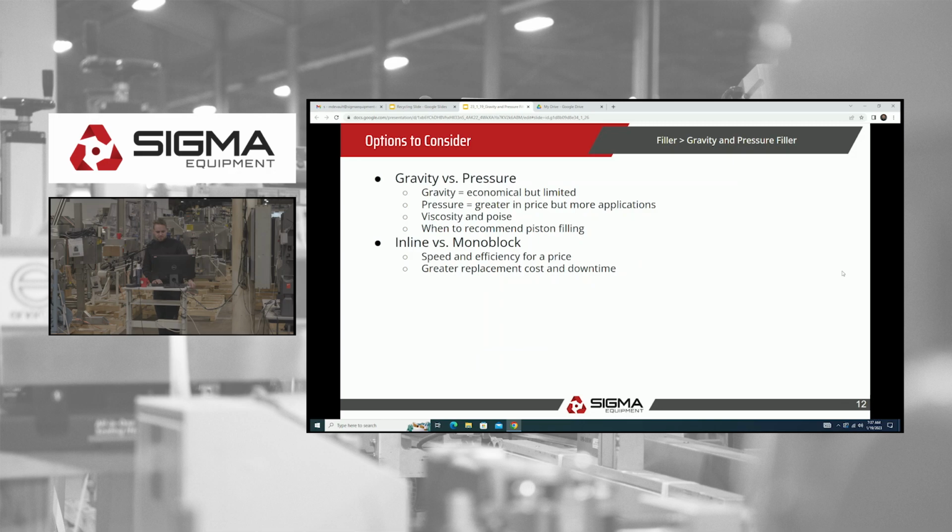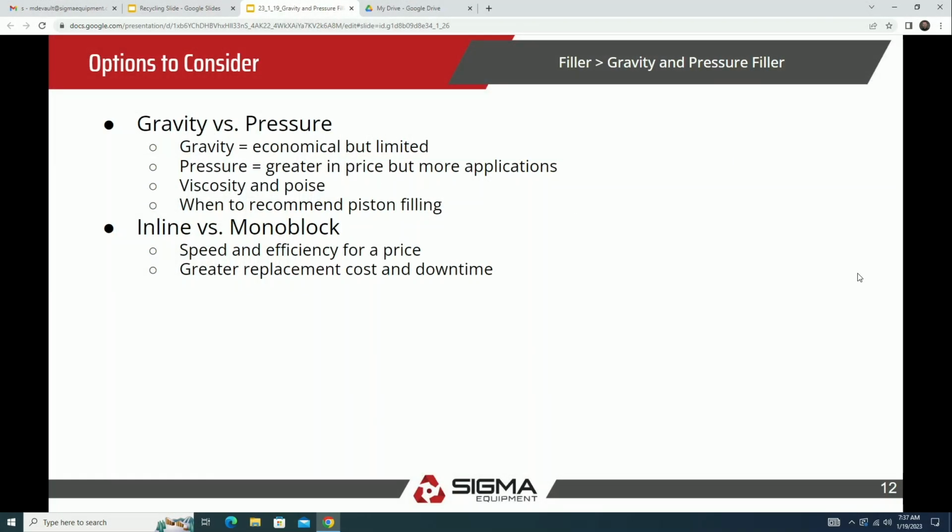So options to consider, gravity versus pressure. A typical gravity filler without the pressurized system is your most economical option. This is your budget option, and you can get a lot of variety with this, but it is limited. If you're only using gravity and there's no pressurized system to it, you're going to be limited to thinner liquids. If you're adding the positive displacement pump and making it a pressure filler, you're going to see an increase in price, but you've got a lot more applications.